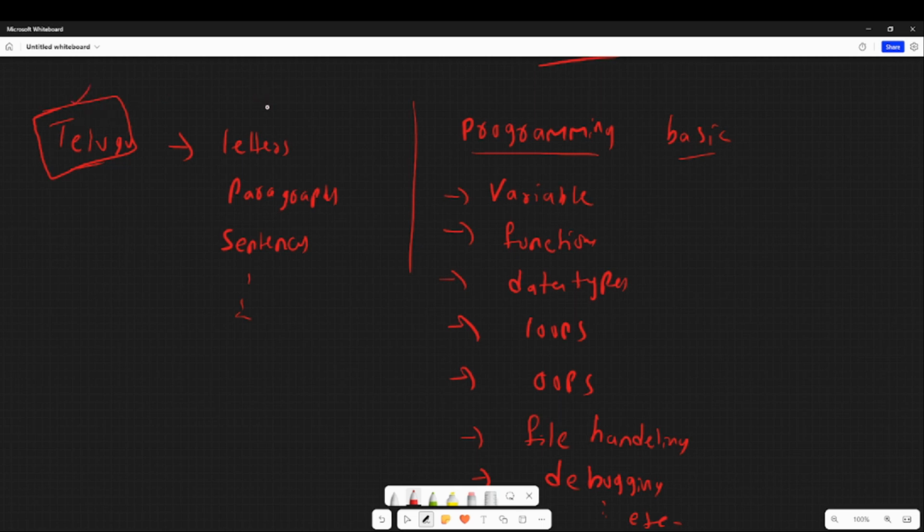To communicate in the Telugu language, you have to learn it. For learning Telugu, you have to know the letters, the paragraphs, the sentences, and the grammar of the Telugu language. In the same way, to learn Python or any programming language, you have to know the basics of that programming language. You have to know what variables are, what functions are, what data types are, what loops are, what OOPs are, and what file handling and debugging are, etc.